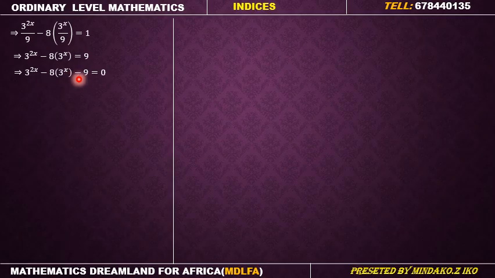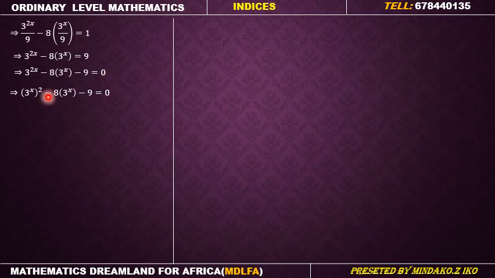I've just sent this 9 inside. So now this 9 is actually on the other side of the equality sign. Now if I send it inside, I'm going to have all this minus 9 being equal to 0. Now by just looking at this equation here, it's actually going to be a quadratic.